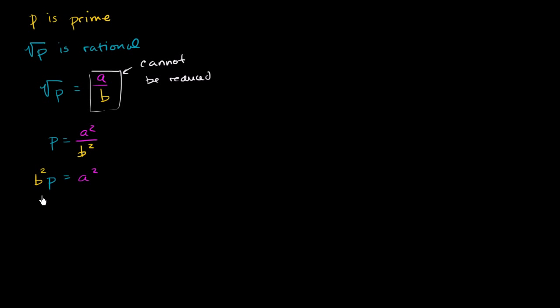So let me write this down. a squared is a multiple of p. Now, what does that tell us about a? Does that tell us that a must also be a multiple of p? Well, to think about that, let's think about the prime factorization of a. Any number, or any integer, I should say, can be rewritten as a product of primes. So let's write this out as a product of primes right over here.